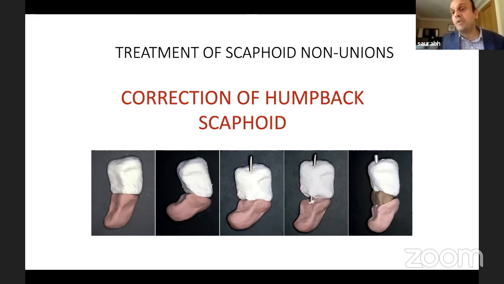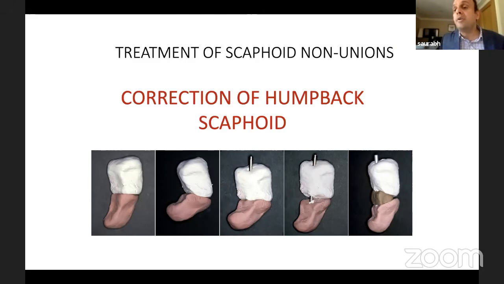I just told you humpback you can't correct from dorsal, but proximal poles are stable. They don't get humpbacks. So that's a very important point that you mentioned, that proximal pole is a stable configuration. Yes.